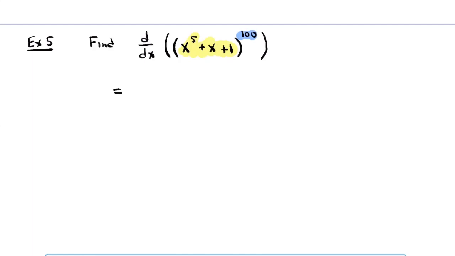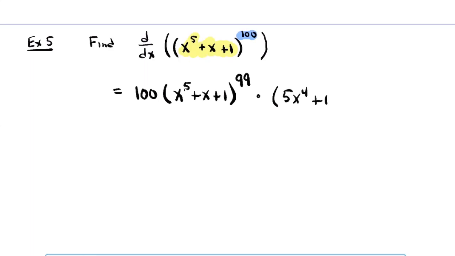So the derivative of such a thing, well, the power rule says the derivative of the 100th power of something is 100 times that thing to the 99th power. That's the derivative of the outside function times the inside. And now, can I just do it on the fly? What's the derivative of the inside function? It's 5x to the 4th plus 1. And I'm just going to leave that like that.